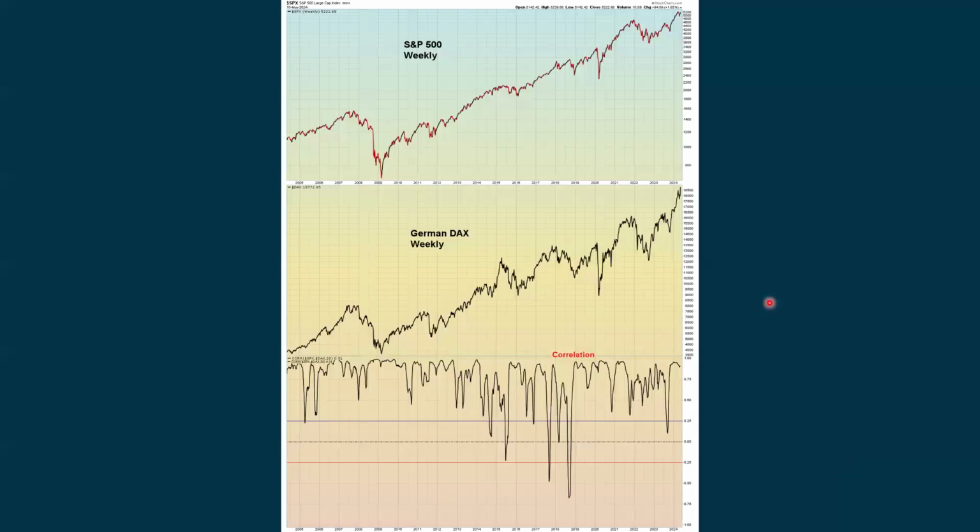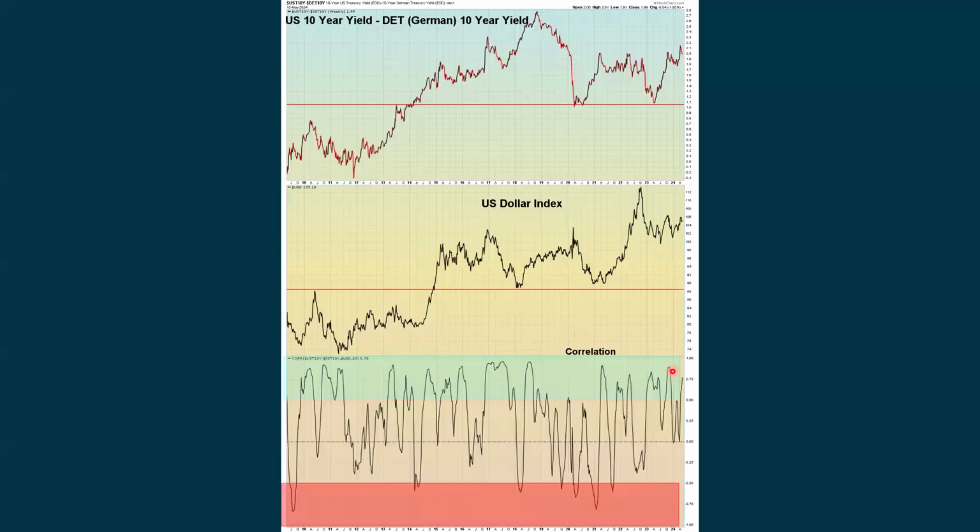Then we have a weekly chart of the S&P on top and the German DAX, which is the biggest market in the EU, in the middle area, and the correlation is pretty strong between the two. The higher we get with this reading, the more one-to-one relationship they have. Now, it's not measuring direction. They both could be going down, or they both could be going up. It just means they're moving in the same direction at the same time. And then this is actually getting a little bit stronger here.